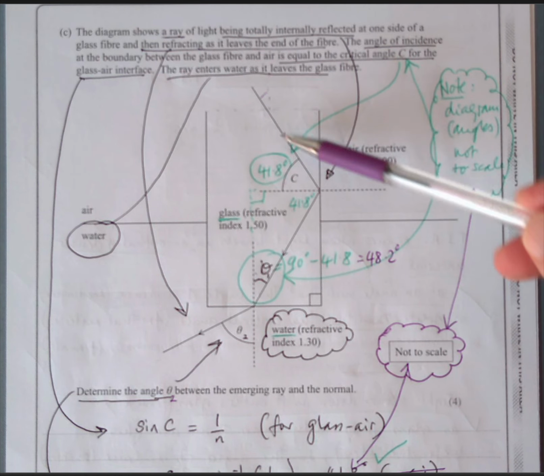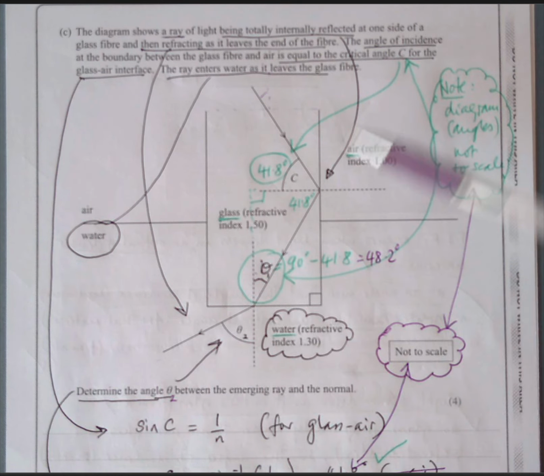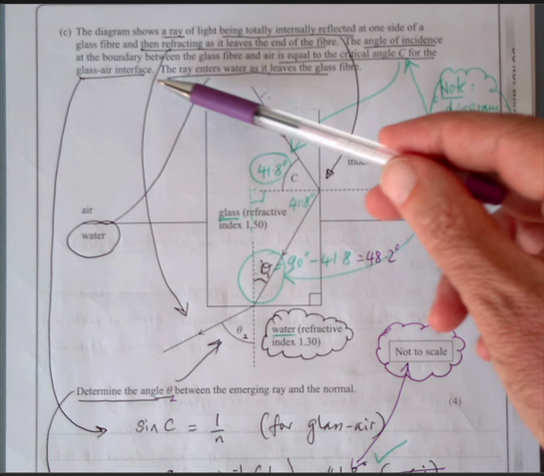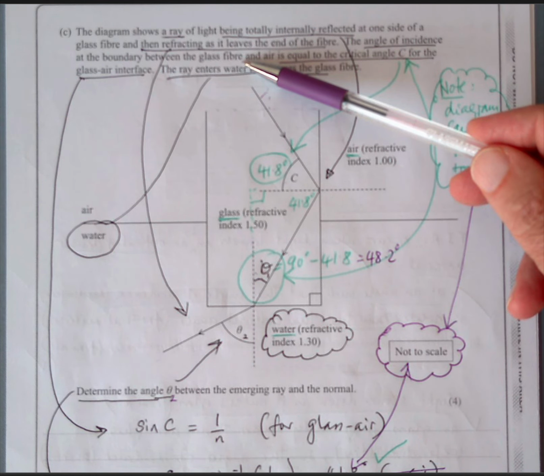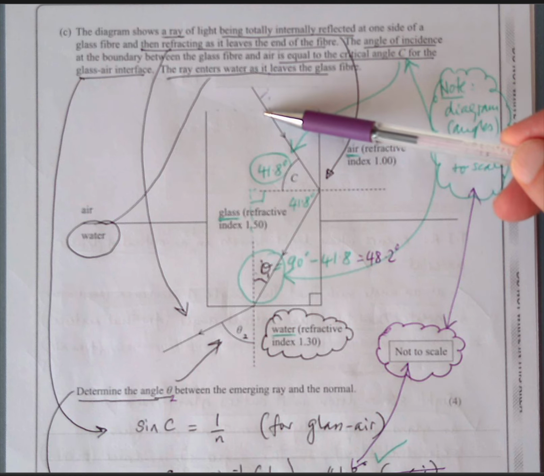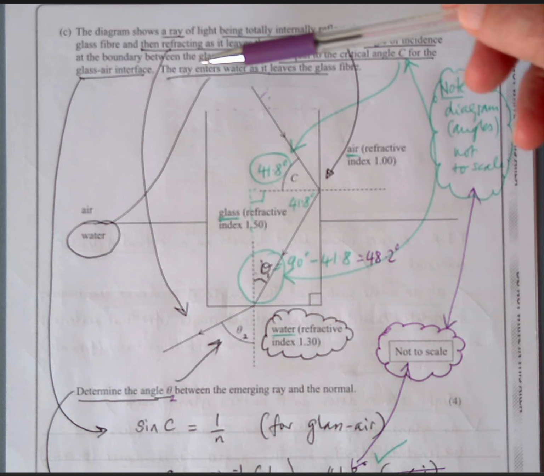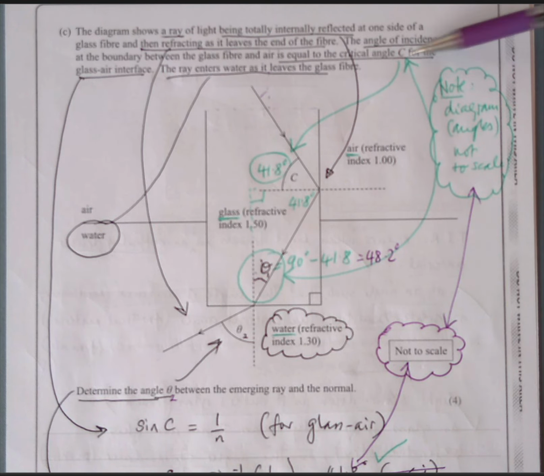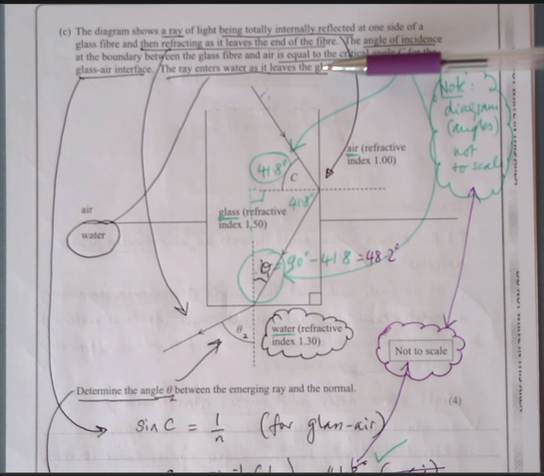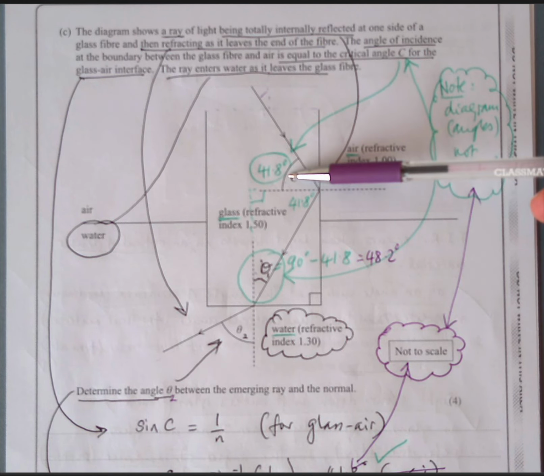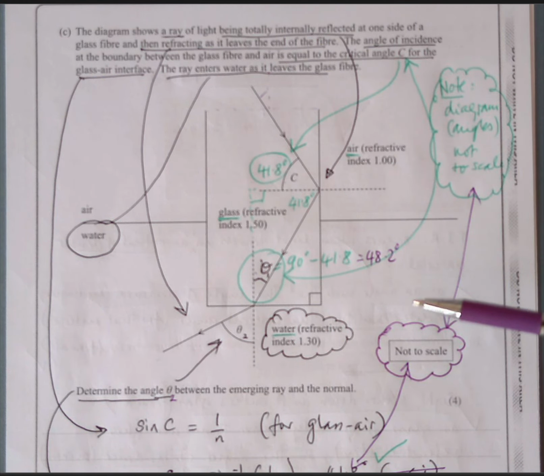So it enters through air and leaves in water. Okay, the angle of incidence at the boundary between the glass fiber and the air here is equal to the critical angle for the glass air interface. So I'm not sure why they're telling us that. And so much information can actually confuse people. So I think this is quite a confusing question for students. So it's coming in here, and they're telling us that we have to work out something.